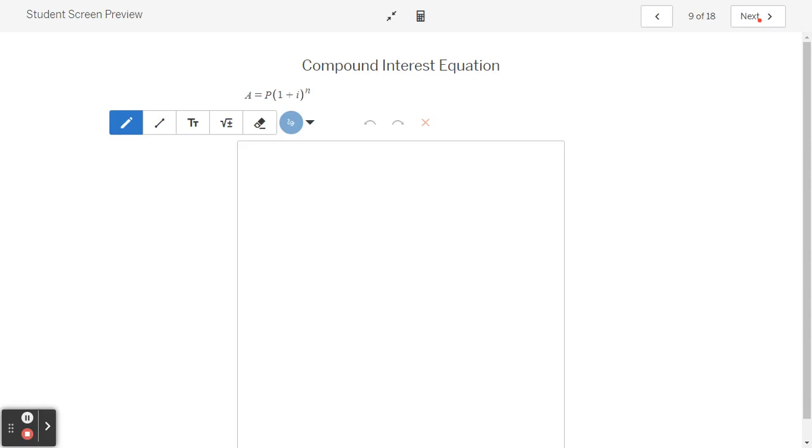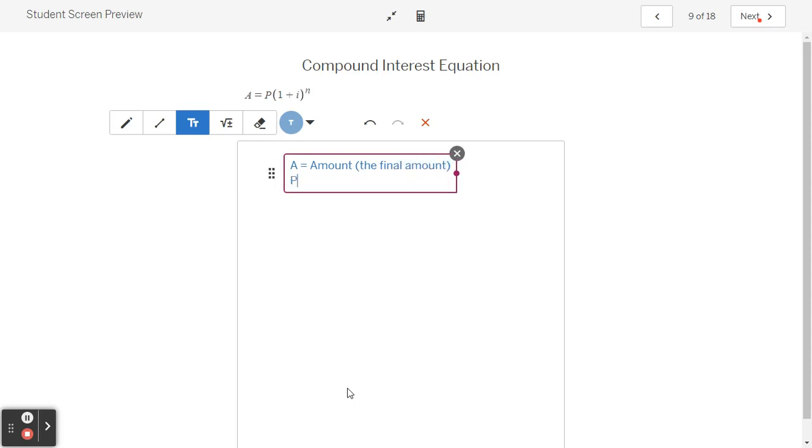The equation that we have to represent compound interest, A is equal to P times (1 plus i) to the power n. A is the same as before. This is representing the amount. We have P, which represents the principal, or we could say the original amount. We have i, represented as the interest rate per compounding period.